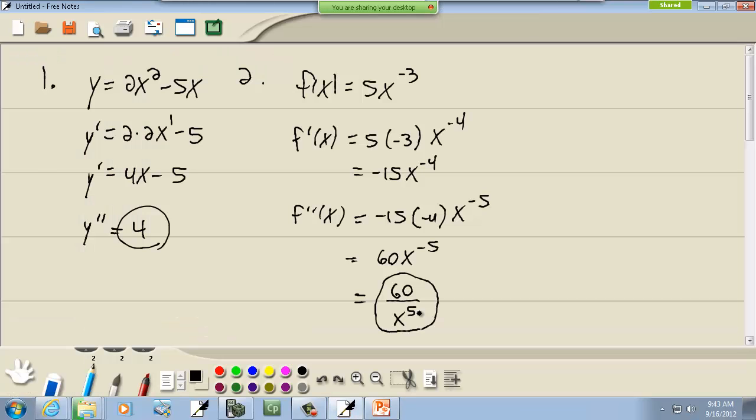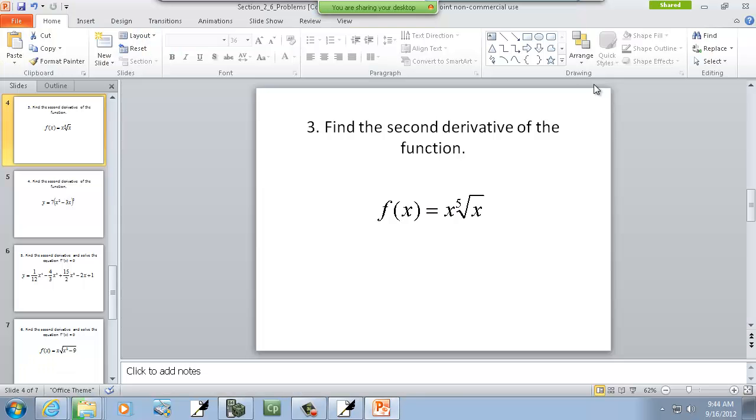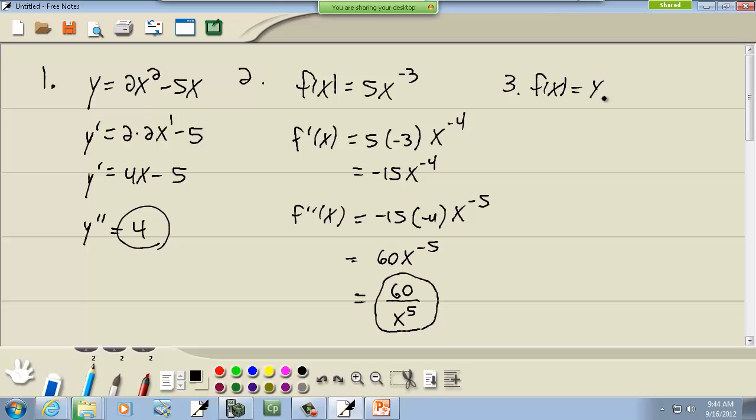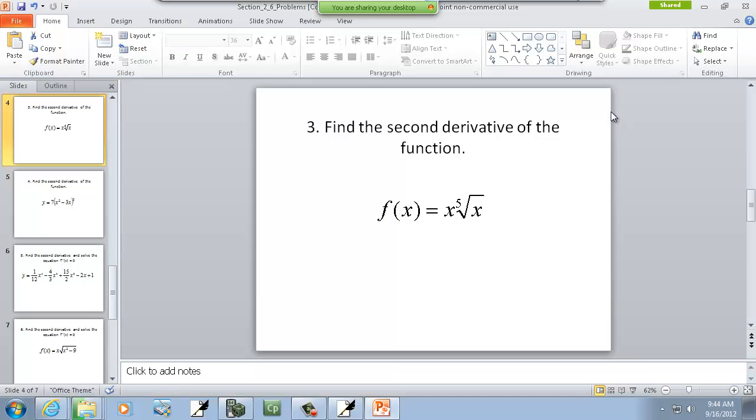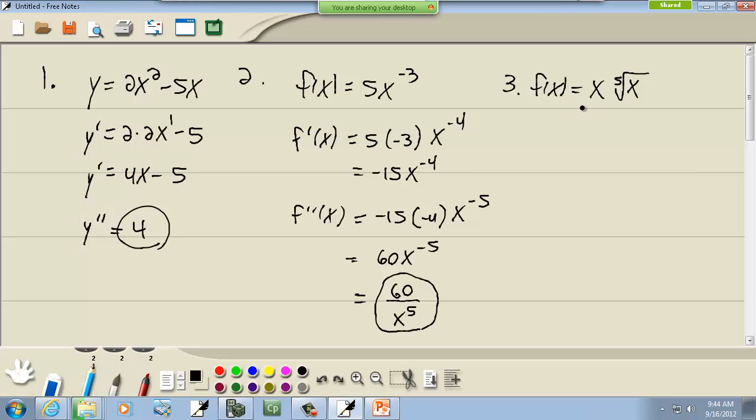Let's take a look at this one. F of x is equal to x times the fifth root of x. And instructions are find the second derivative. Well, I could use the product rule here, and then after I do the product rule, then probably use the product rule again. But this is one that we can actually simplify.